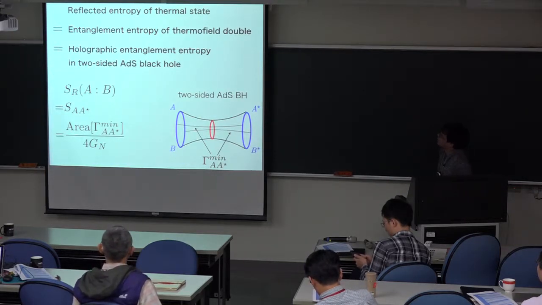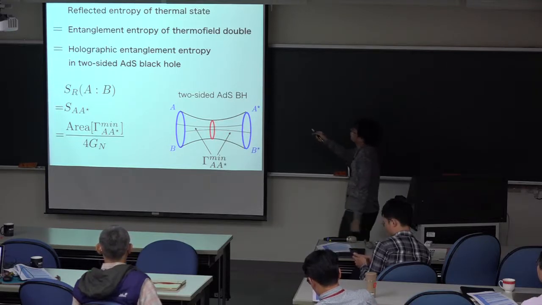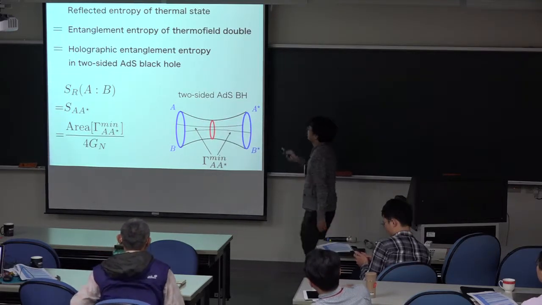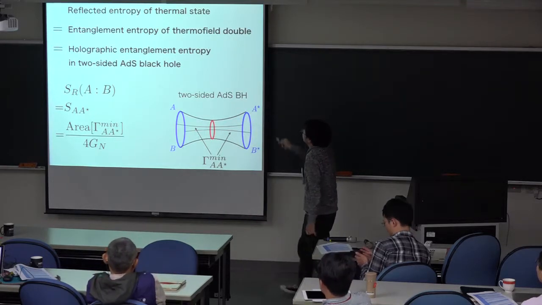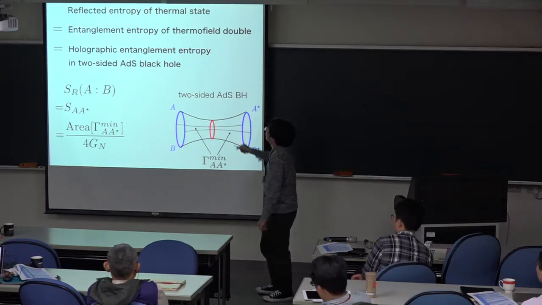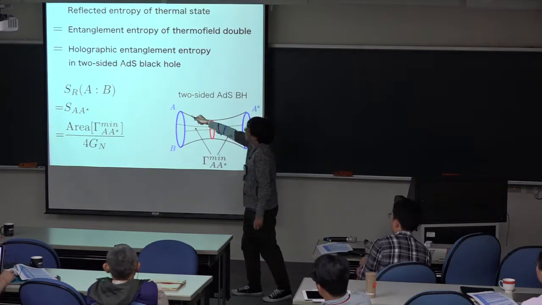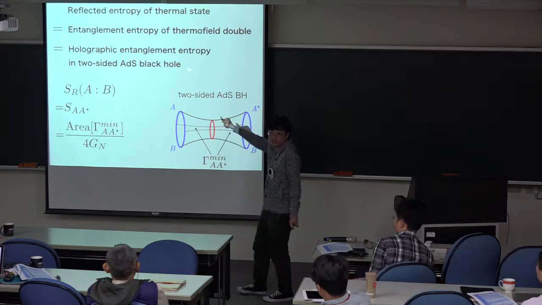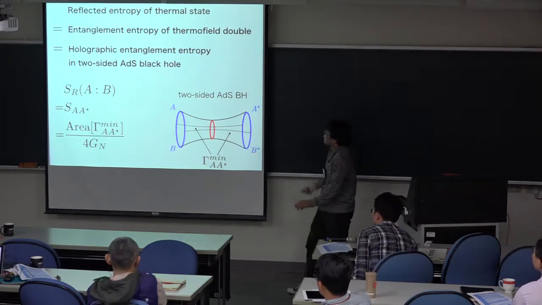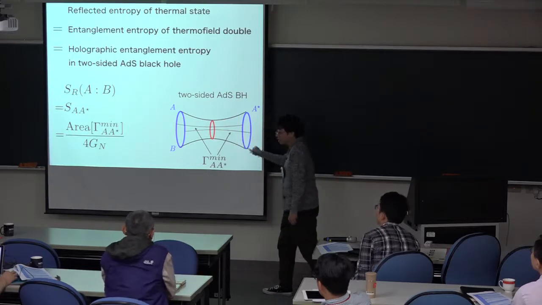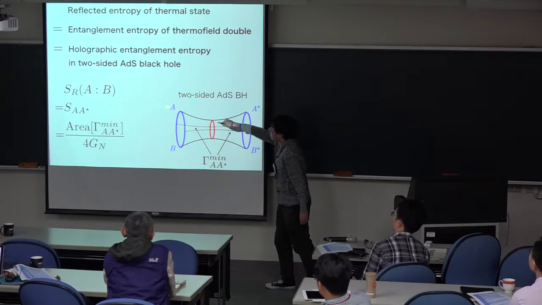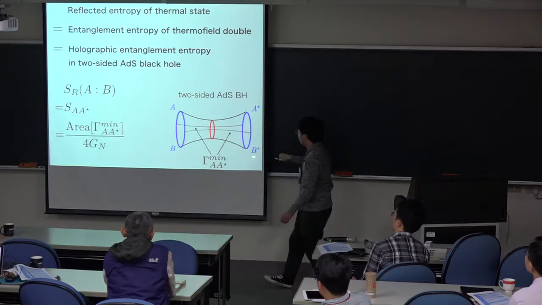And as explained in the previous slide, the reflected entropy of the thermal state rho_AB is the entanglement entropy of the canonical purified state, which is the thermofield double state. Since this thermofield double has a gravity dual as a two-sided AdS black hole, the reflected entropy of the thermal state corresponds to the holographic entanglement entropy of the two-sided AdS black hole. These two dotted lines correspond to the minimal surface, and this minimal surface divides the two-sided AdS black hole into an upper part with A star and a lower part with B star.